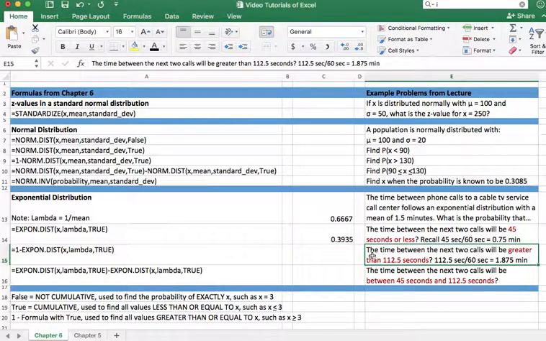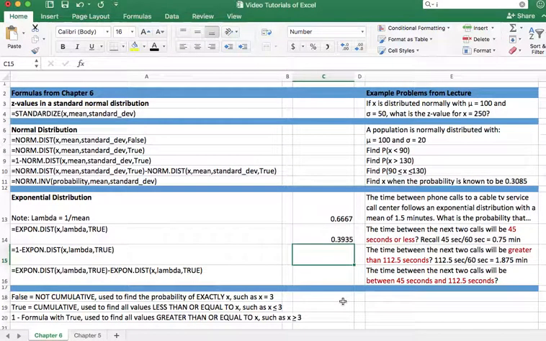What's the probability that the time between the next two calls will be greater than 112.5 seconds? Again, we have to convert seconds into minutes, and we know that there are 60 seconds per minute. So I'll take 112.5 divided by 60, which gives us 1.875 minutes for our x in the formula, also known as our a, or variable of interest in the textbook. So just make sure we understand where our letters come from.